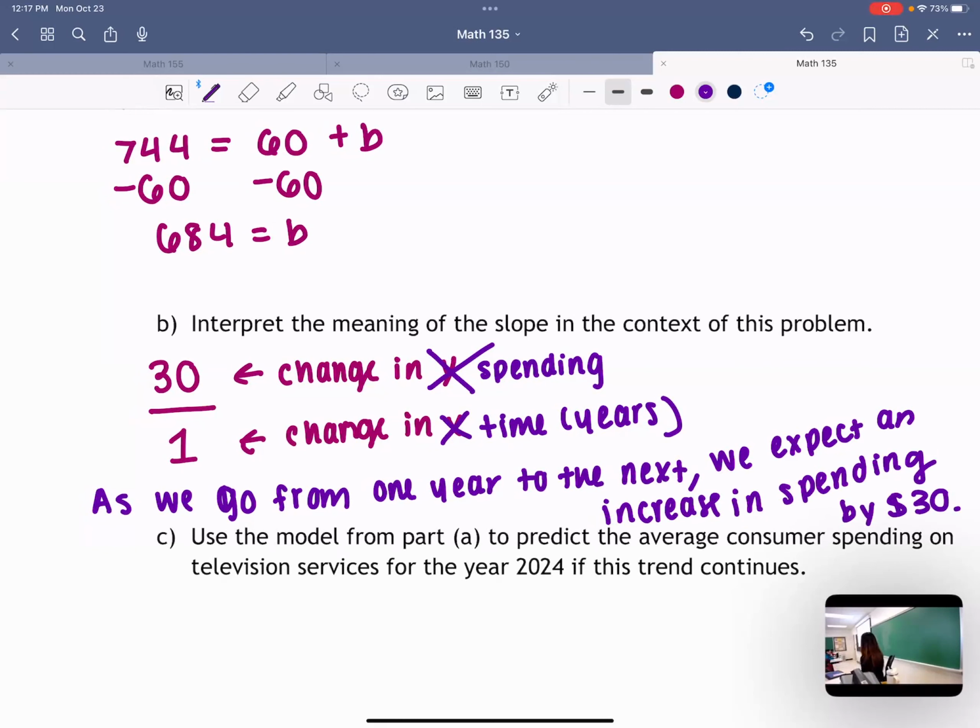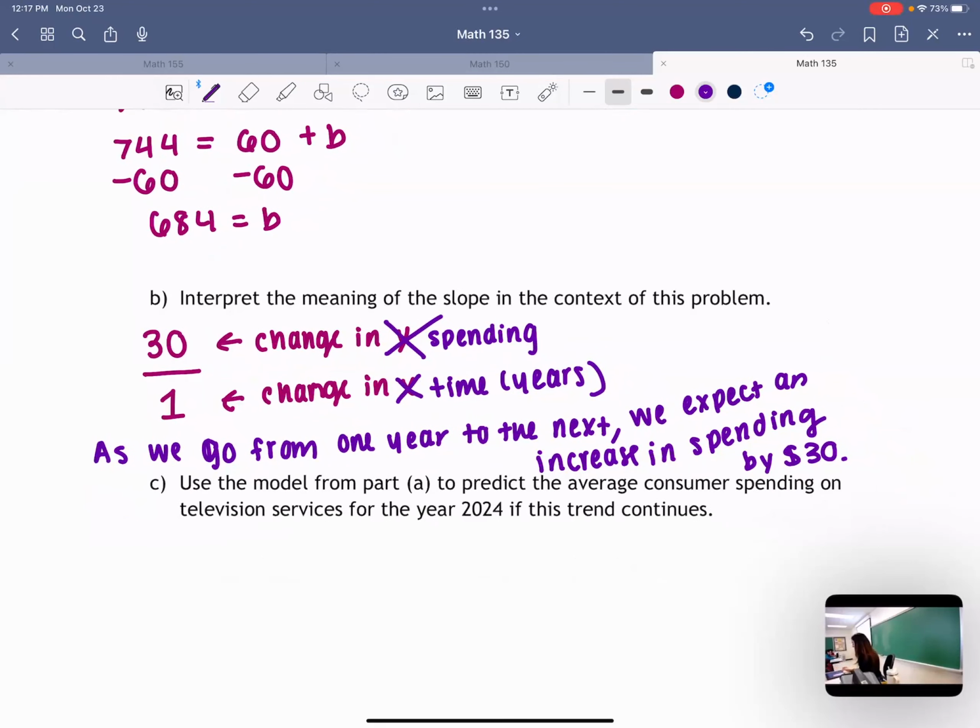Personally, if I'm ever asked to interpret the slope, I think it's easiest to write it as a fraction, because then you can see how the y is changing versus how the x is changing. And then it becomes really easy to say, okay, if this is y and this is x, this is what it means. Any questions on interpreting the slope or anything like that?